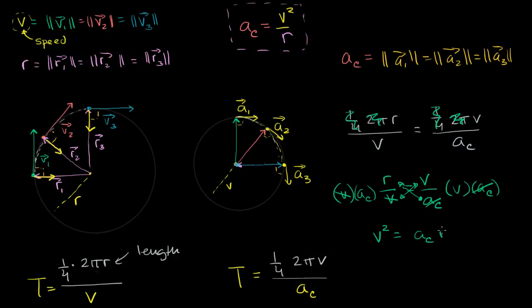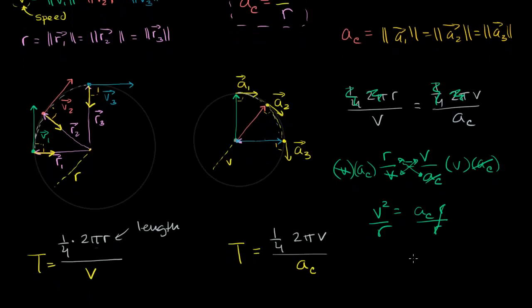And now to solve for the magnitude of our centripetal acceleration, you just divide both sides by r. You divide both sides by r. And you are left with, and I guess we've earned a drum roll now, the magnitude of our centripetal acceleration is equal to the magnitude, our constant magnitude of our velocity, so this right here is our speed, squared, divided by the radius of the circle. And we're done.